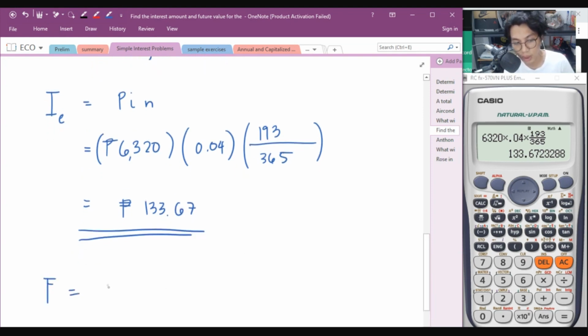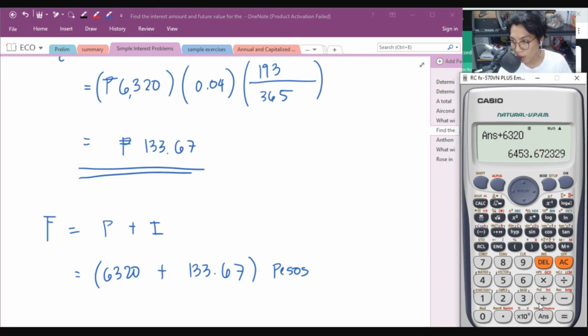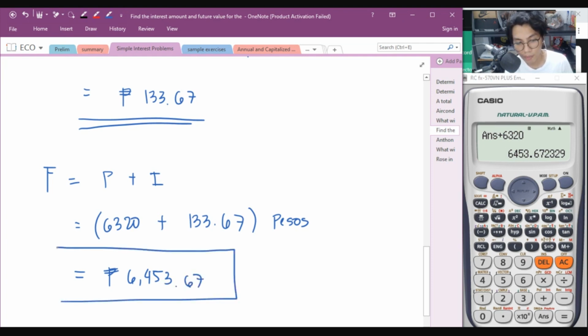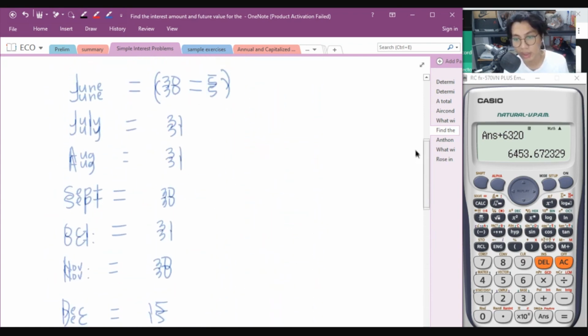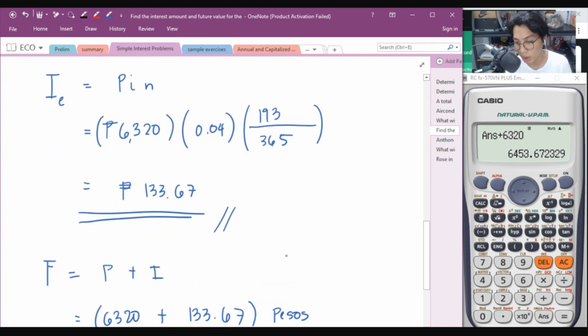Now, for the future worth, that is P plus I. You already have the I, the one above. So, that is 6,320 plus 133.67 pesos. So, I just add the 6,320. The answer will be 6,453.67 pesos. That is the future worth of your loan. And the interest of your loan is 133.67 pesos after 193 days in exact simple interest.